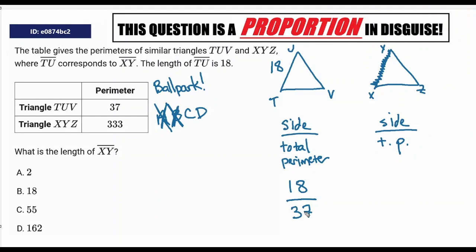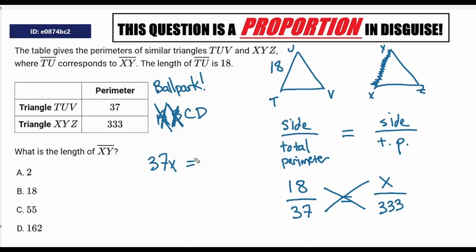Proportions are equal to each other. You're looking for this side, so what do you say if you don't know what it is? Of course you say X. And what's the total perimeter of XYZ? It's 333. Set up a simple proportion, and then it's just fraction equal sign fraction, so you cross multiply. I'm going to do this right here. So it's 37x equals what? Who knows? So you put that in your calculator.